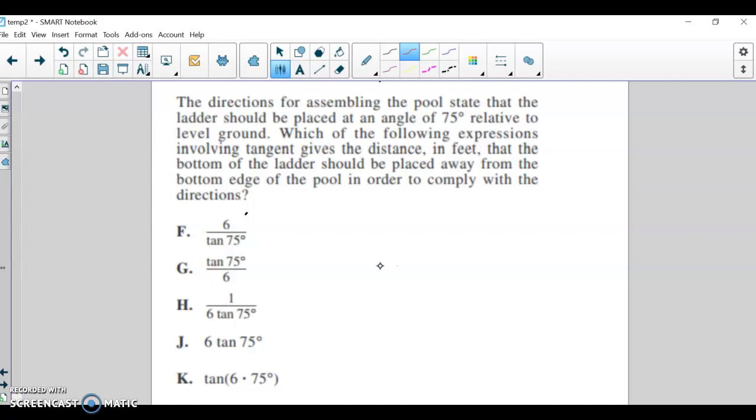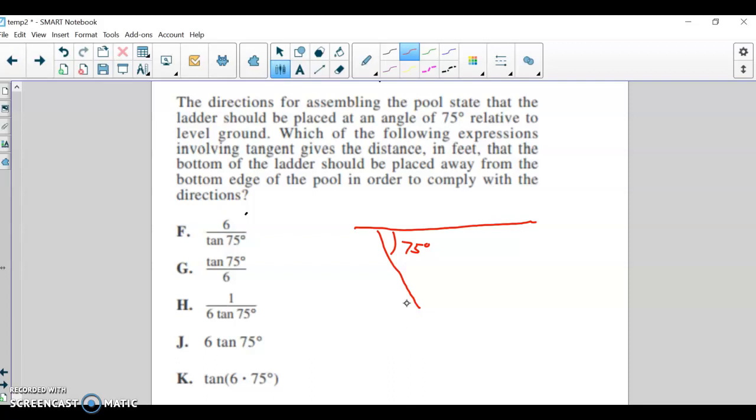So the pool states that the ladder should be placed at an angle of 75 degrees relative to the ground level. Okay, so here's the ground level, and we're going to place a ladder down into the pool, I'm assuming, and that's 75 degrees right there. Involving tan to give the distance in feet that the bottom of the ladder should be placed away from the bottom edge of the pool in order to comply with the directions.